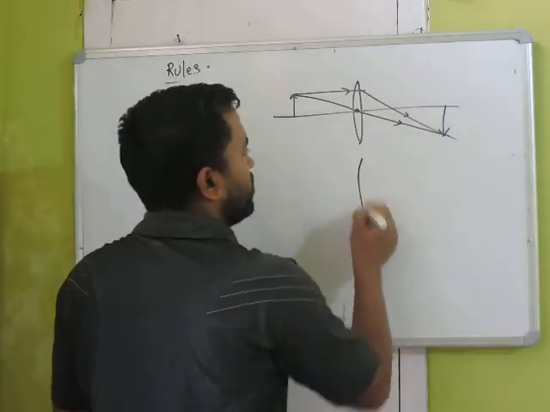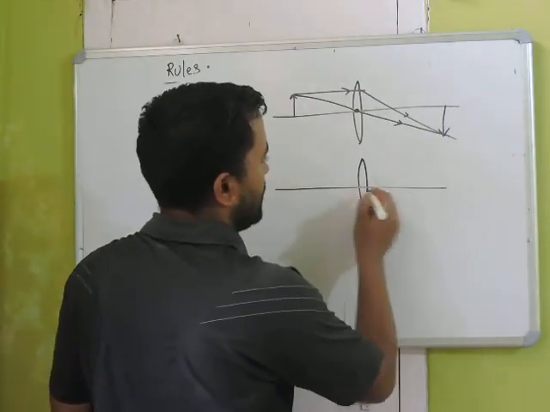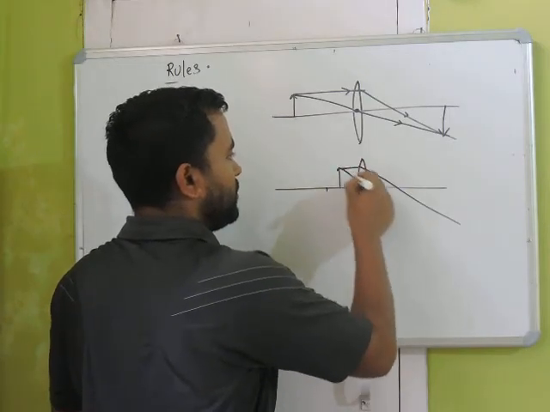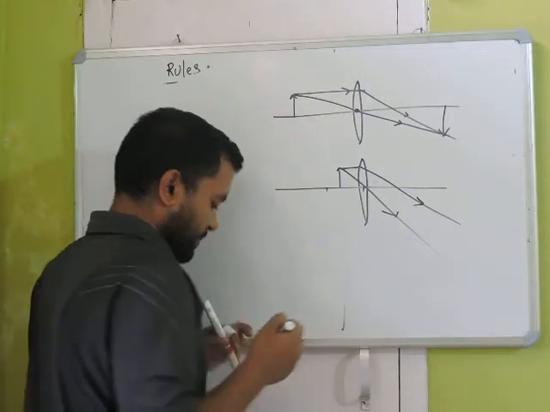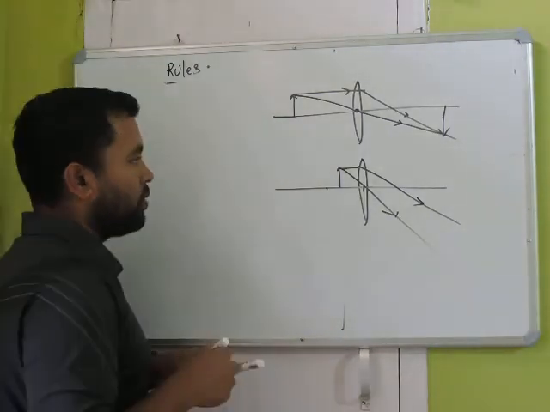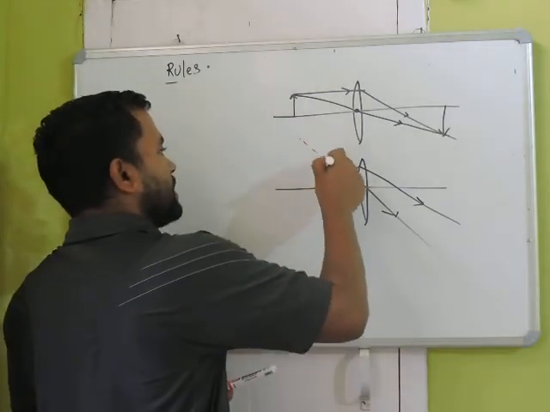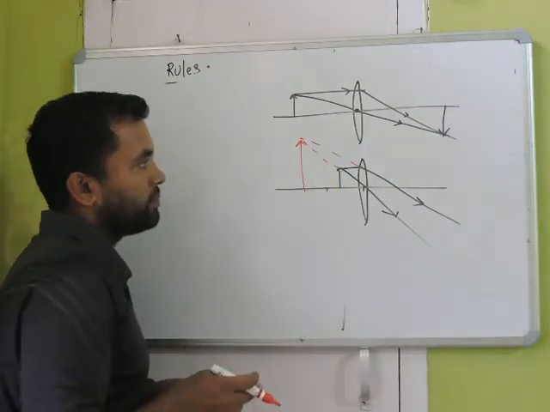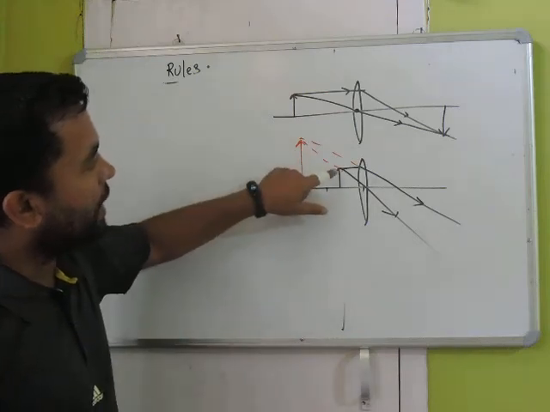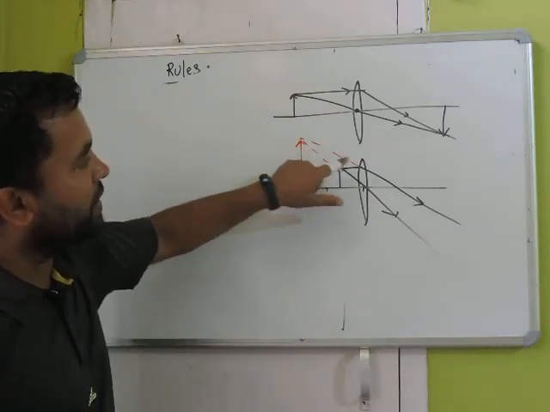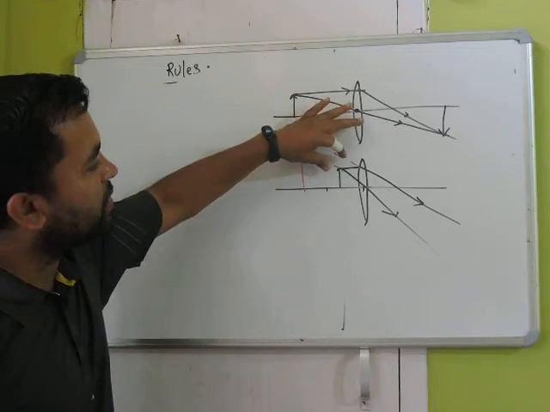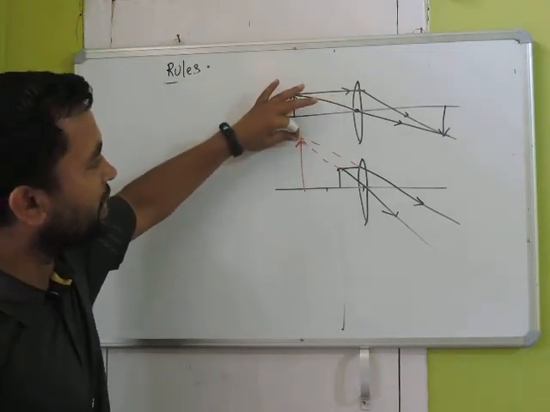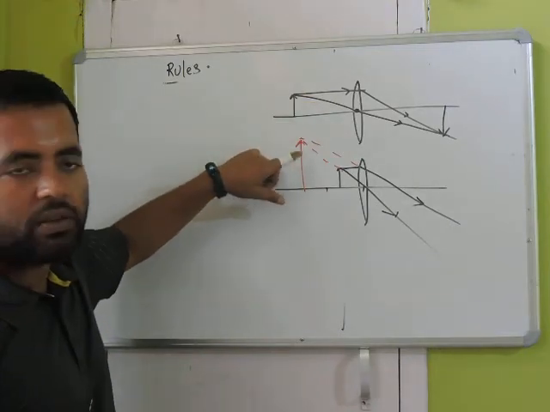Now if you see the case where the object is here, then we drew two rays like this. Now I extended it like this. So now these are virtual, these are extended rays. These are virtual, you can say these are virtual rays. So these are not real rays. So where the virtual rays meet, you will get a virtual image.